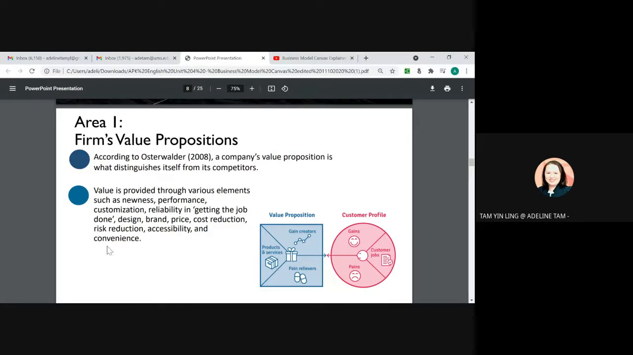In another word, this is the extra value that attracts the customers to come and buy your product. So customers always look at, oh, this is the value provided, so I want to buy this product. So value proposition must be related to customers. In the rubric I showed you just now, the product must be related to the market, fit to the market.